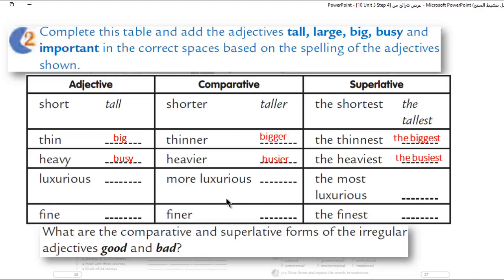It is a long adjective. Which adjective here is long? Excellent. It is important. More important, the most important. The last one, fine. Yes, we choose large. Fine, finer, the finest. Large, larger, the largest. Excellent.